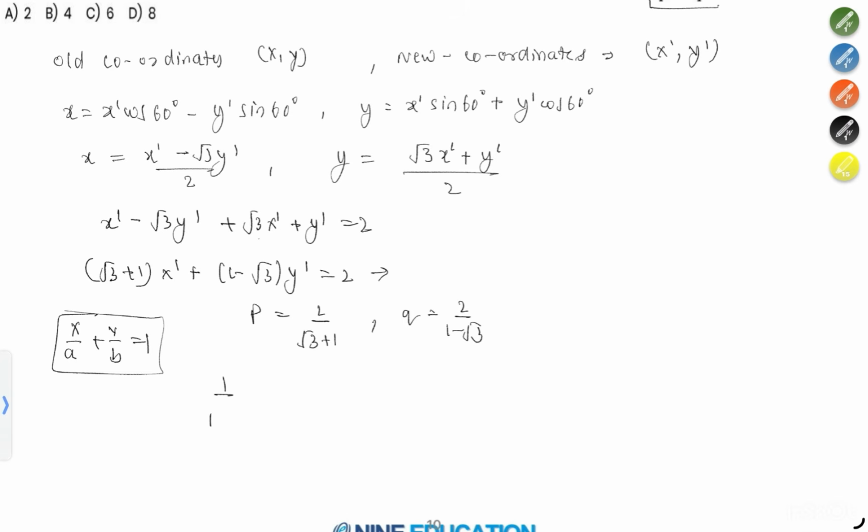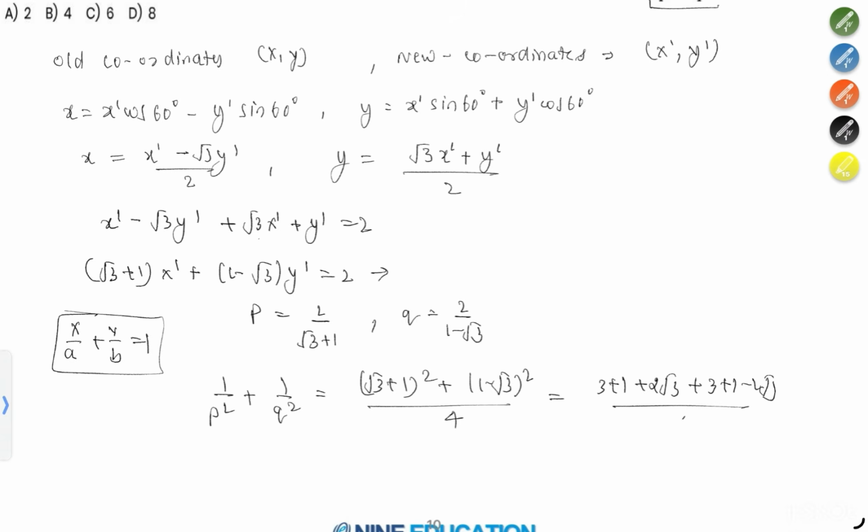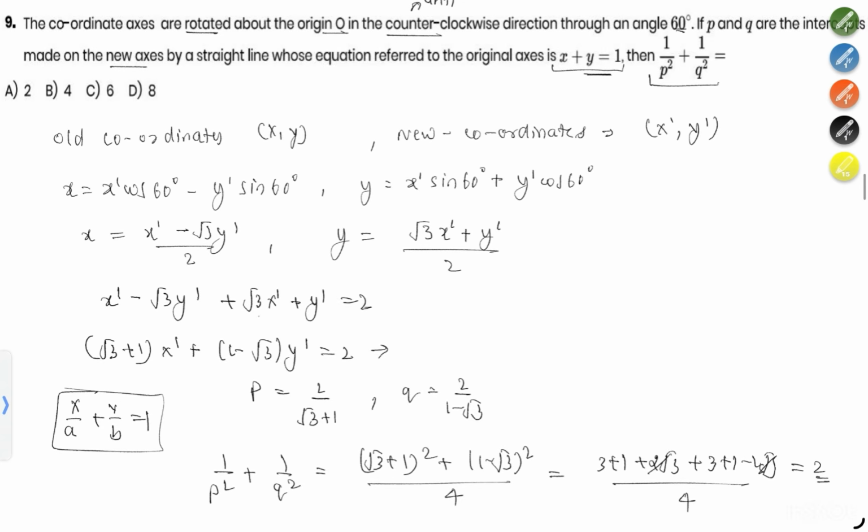So 1 by p square plus 1 by q square is root 3 plus 1 whole square plus 1 minus root 3 whole square by 4, which is nothing more than 3 plus 1 plus 2 root 3 plus 3 plus 1 minus 2 root 3 by 4. These things get cancelled out. So you will get 2 as the correct answer. So it means the ninth correct answer is 2.